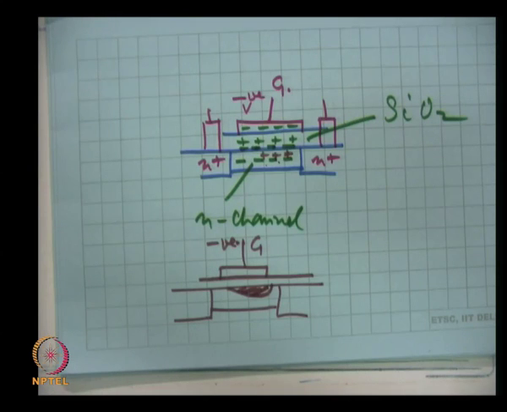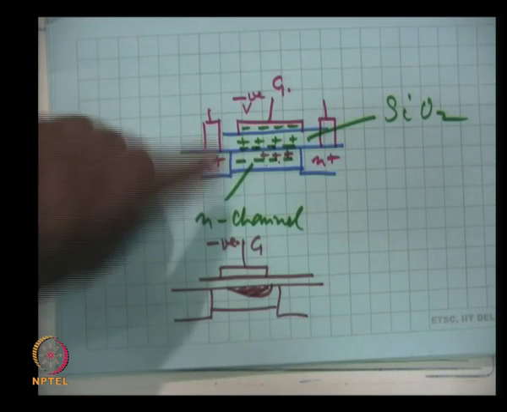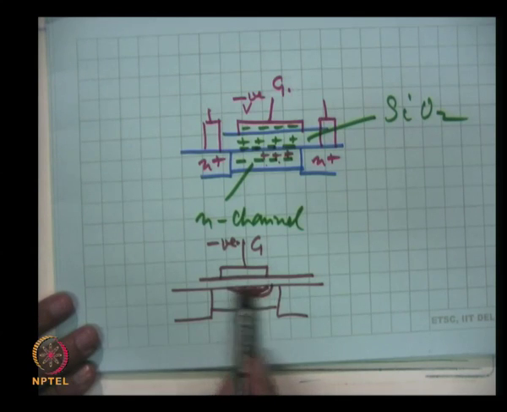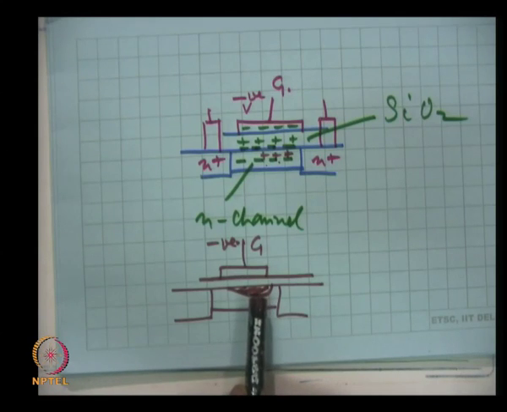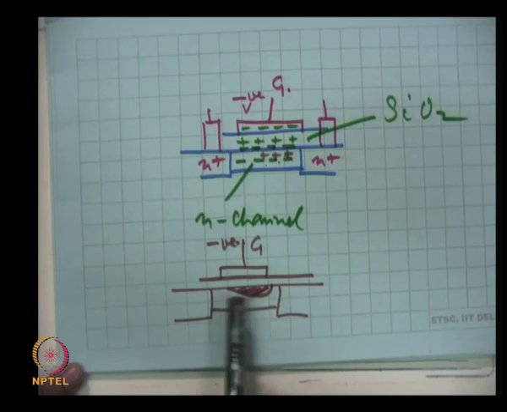Channel was N type, that means negative charges, the electrons were there. Now, these induced positive charges will recombine with some of the electrons and a depletion region will be formed, and hence this depletion region is always a region devoid of mobile charges, that means a high resistivity region. So, this depletion region will increase the resistance, will decrease the conductance of the channel.